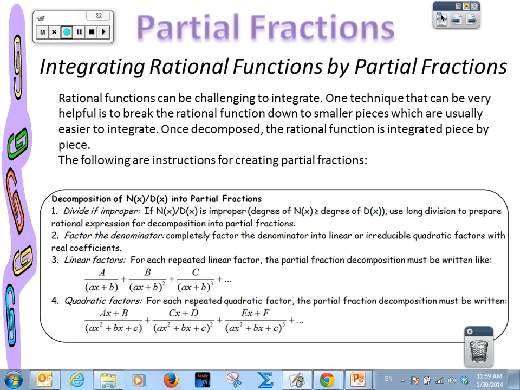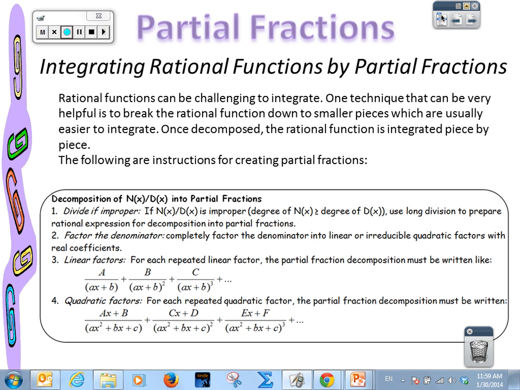So let's kind of remind ourselves. Now most of us probably worked on this. If you came from a different district, maybe you didn't work with partial fractions, but if you were in one of the pre-AP classes here, you would have at least had a lesson on it. So let's take a look and see what we're going to do.